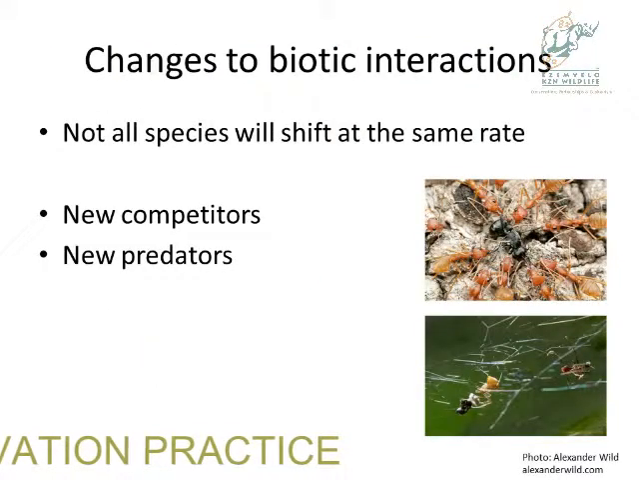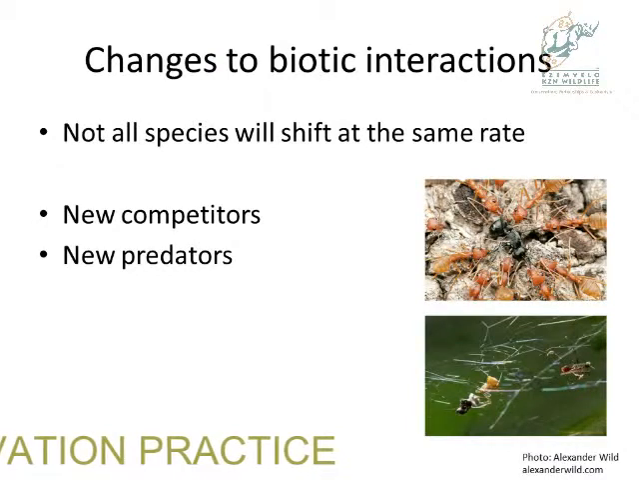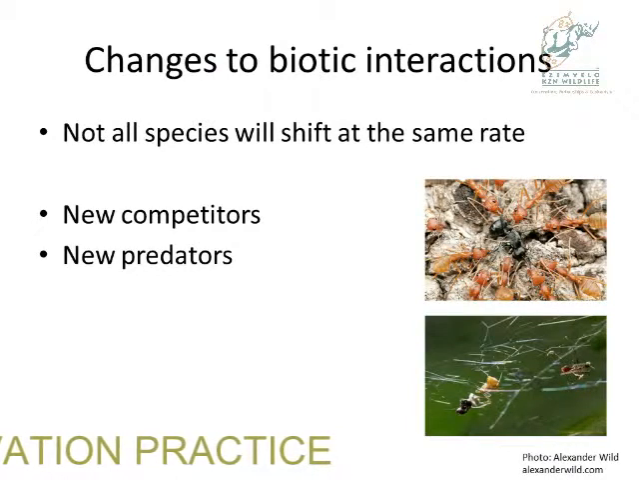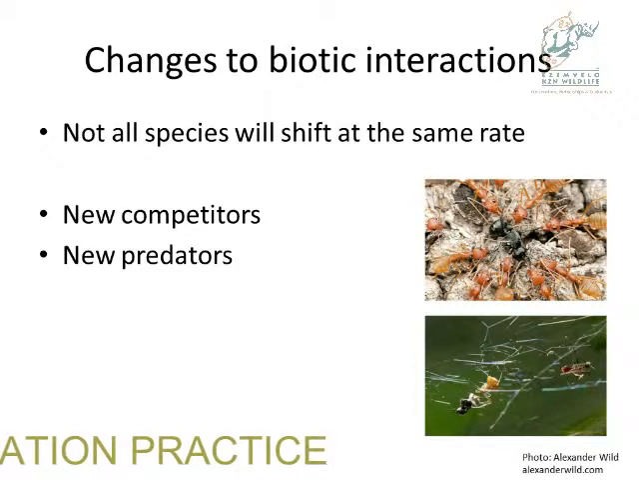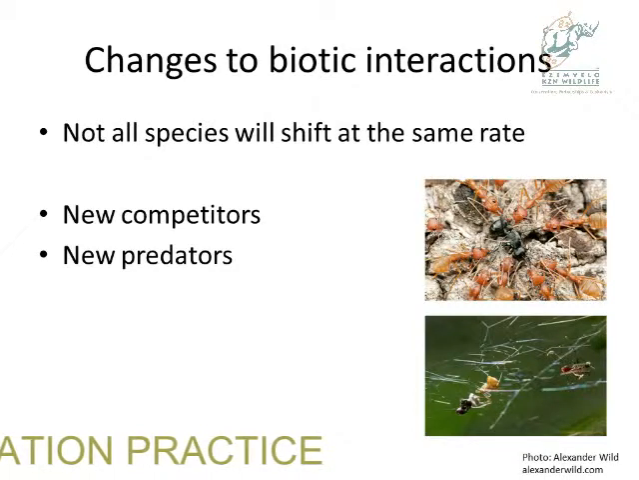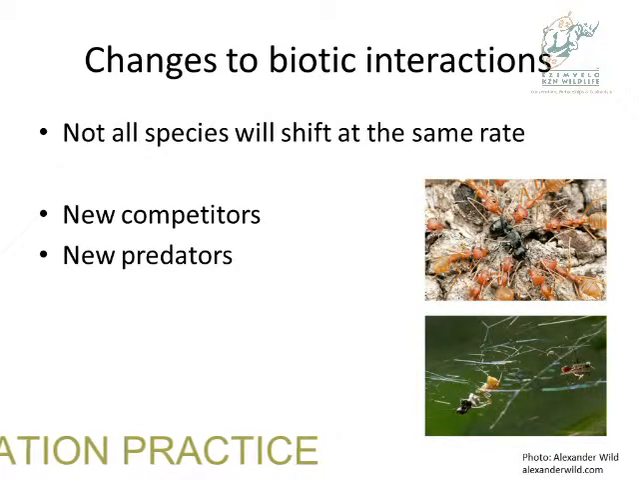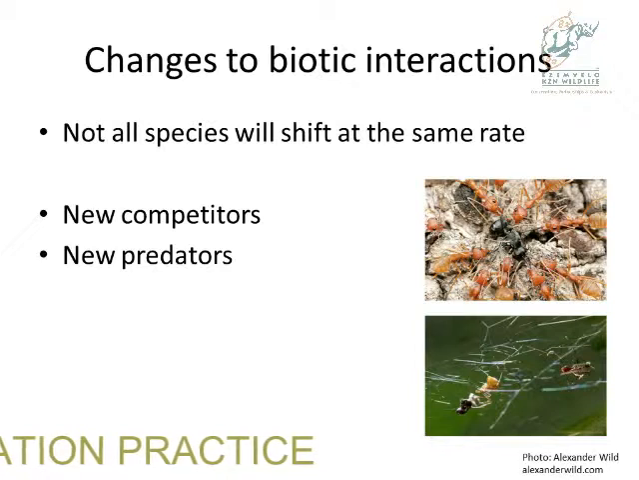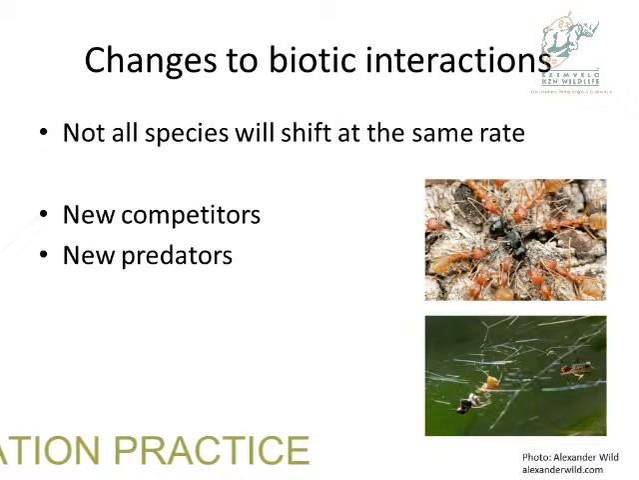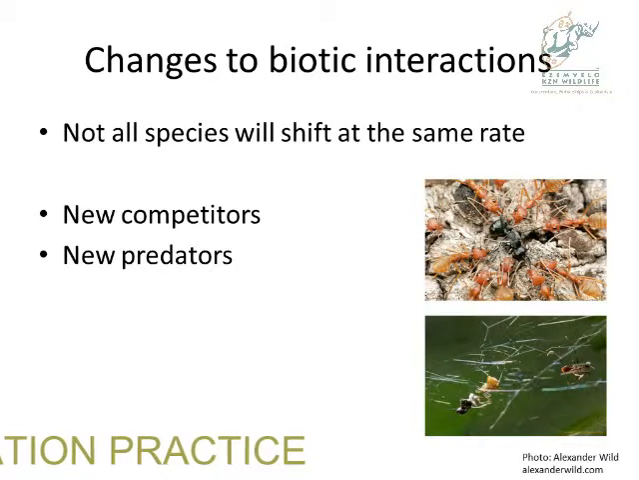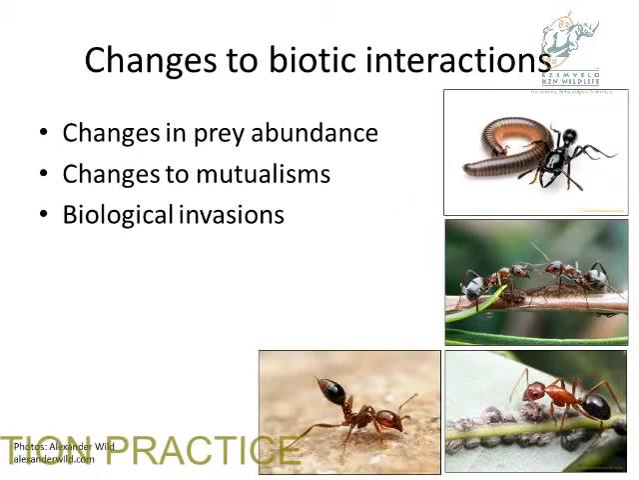But we need to think that obviously these things don't happen in isolation. Not all species are going to shift at the same rate. There are going to be new competitors, so species will encounter new competitors. They'll also potentially encounter new predators, and spiders could be some of those predators. You also get changes in prey abundance. So this species, Plectroctena mandibularis, is a specialized predator on millipedes.